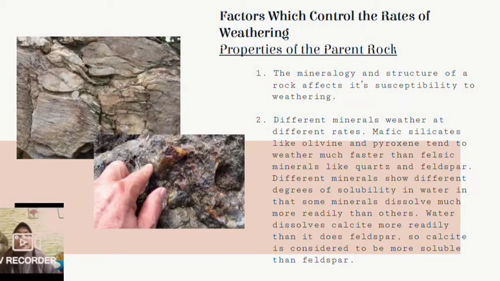What are the factors which control the rate of weathering? Firstly, the properties of the parent rock. Different minerals weather at different rates. Mafic silicates like olivine and pyroxene tend to weather much faster than felsic minerals like quartz and feldspar. Different minerals show different degrees of solubility in water. Some minerals dissolve much more readily than others.